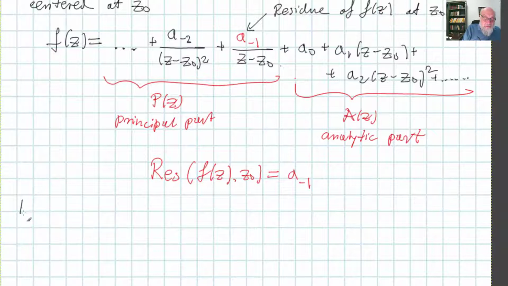So example. Start with example number 1. Compute the integral.